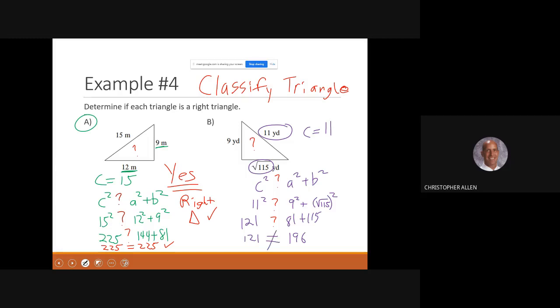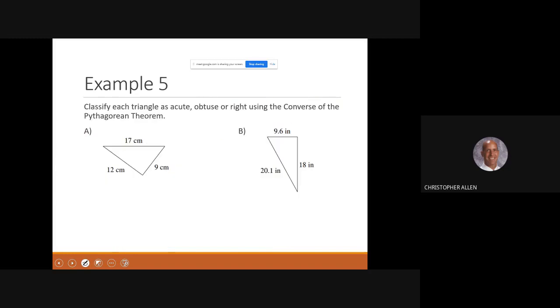So is that a right triangle? Nope. It is not a right triangle. In fact, does anybody know what kind of triangle it is? It has to be an acute triangle. We'll get to that on my last example, though. Okay? So far, so good? Makes sense? So we're still doing the Pythagorean theorem. All right, this is my last slide, I believe. Slide, example number 5.